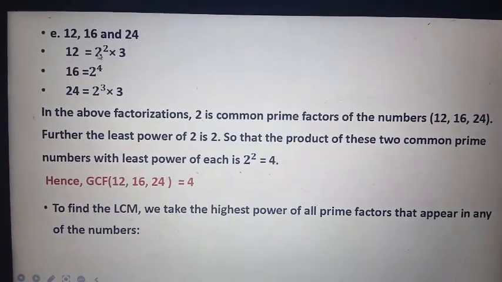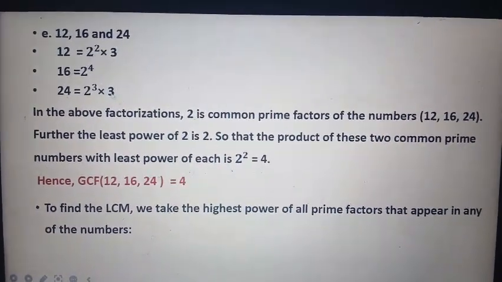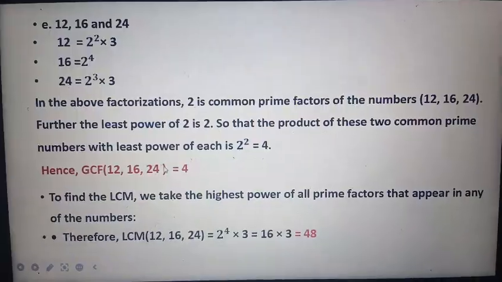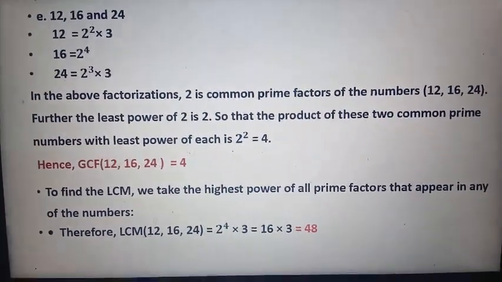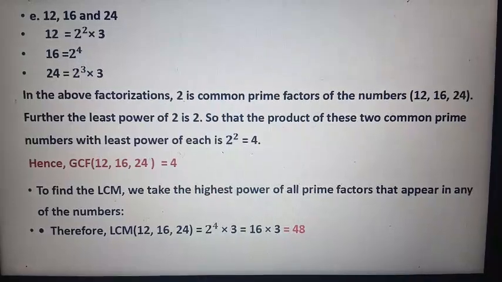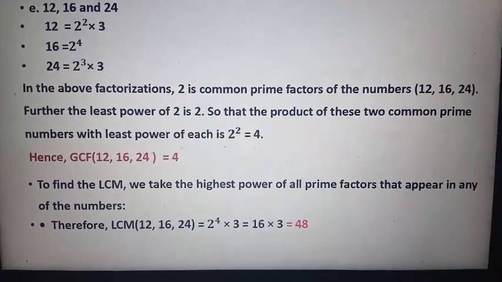To find the LCM, we take the greatest power, 2 to the power of 4, times 3. 2 to the power of 4 times 3 is 16 times 3, which is 48. It is the LCM of 12, 16 and 24.